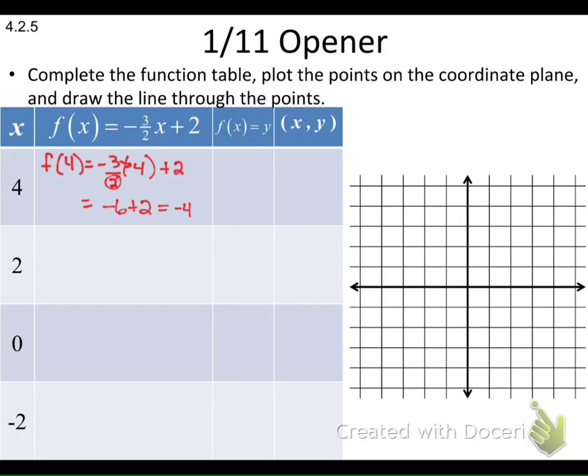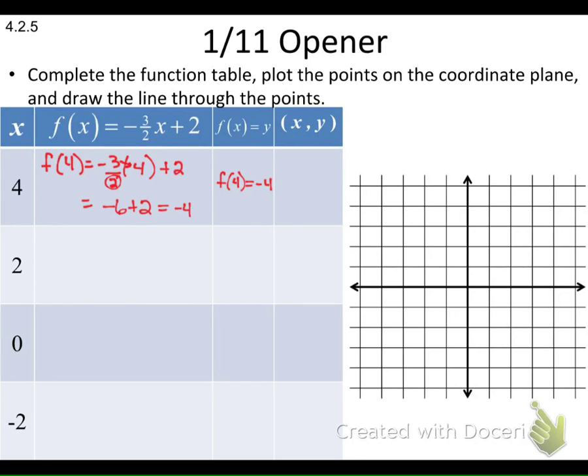Okay. So then for my output, because it doesn't just say y equals, I then have to rewrite my function of. So I'm going to write my function of 4. So the f of 4 got me to what? -4. Then my ordered pair.